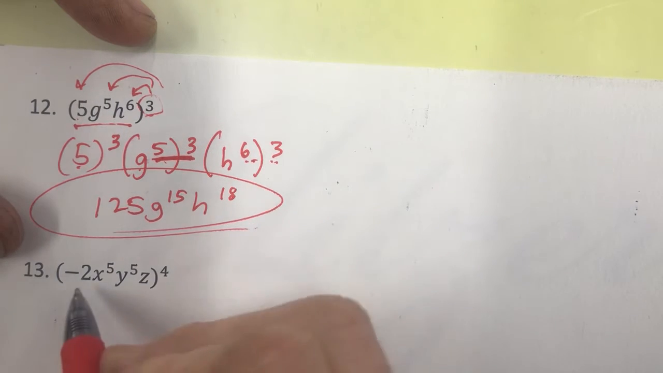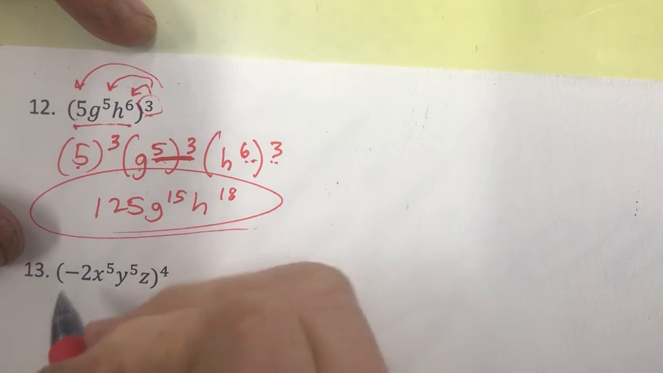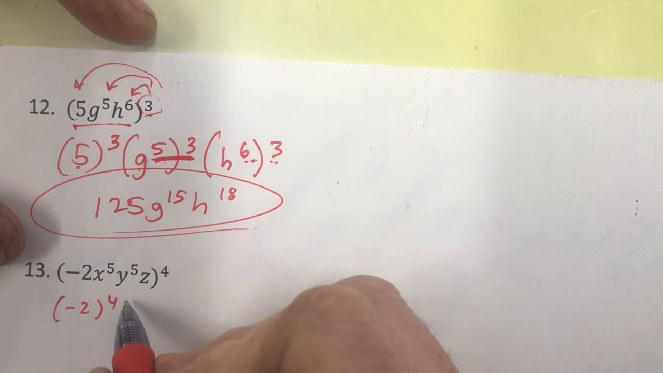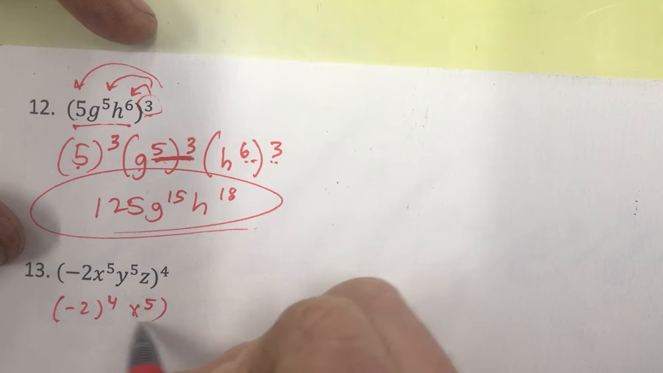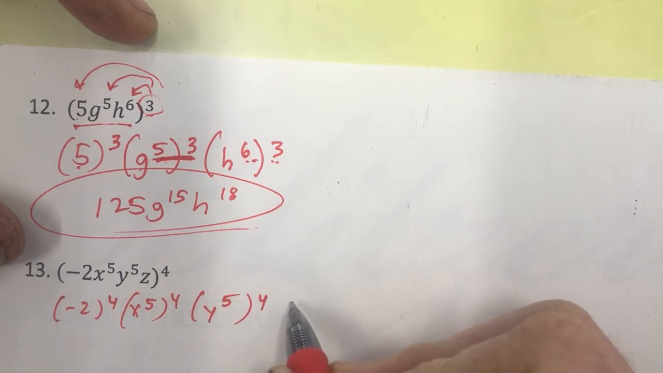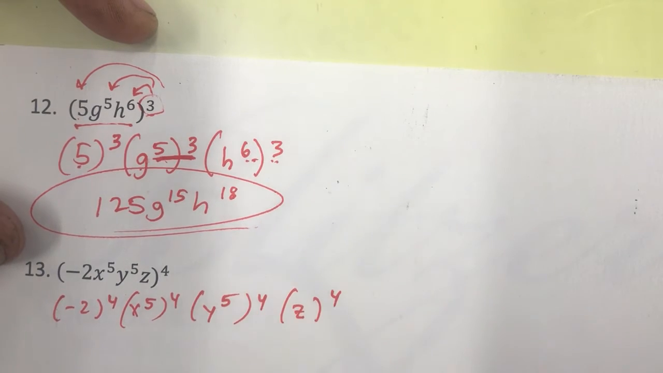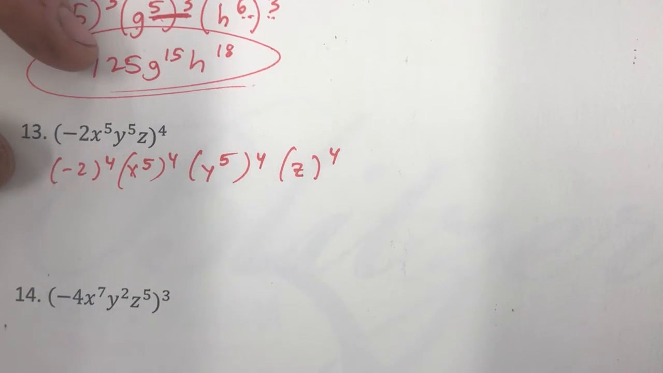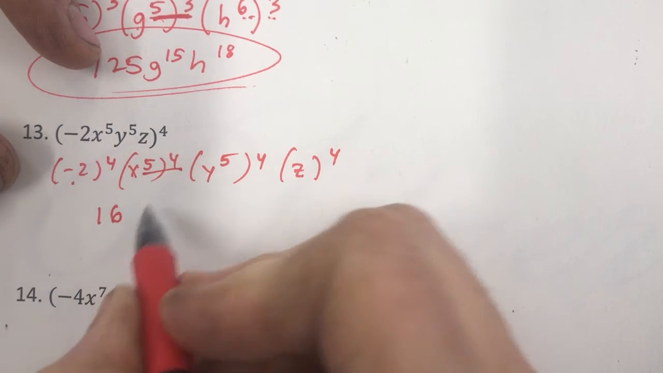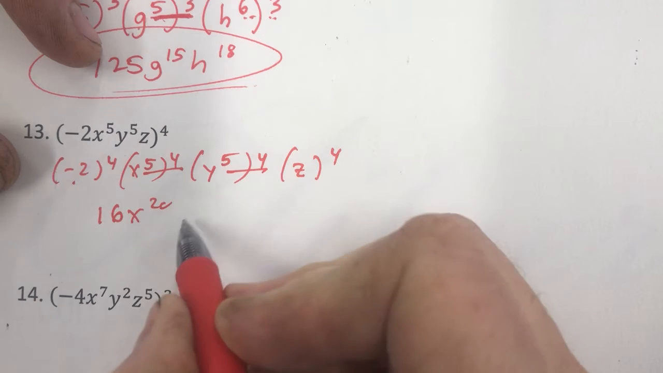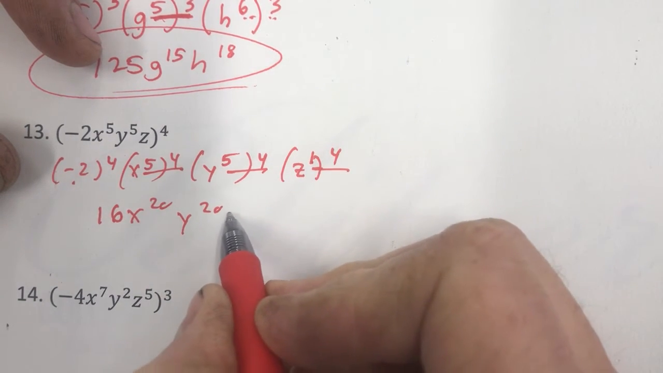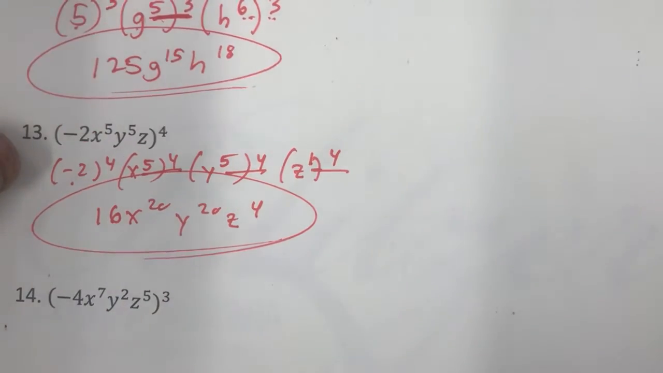Okay, same thing here. All this is to the 4th power, so I've got -2 to the 4th power, x to the 5 to the 4th power, y to the 5 to the 4th power, and z to the 4th power. So -2 to the 4th power would be positive 16. This is going to be x^20, that'd be y^20, and that's going to be z to the 1, 1 times 4 is 4. There you go.